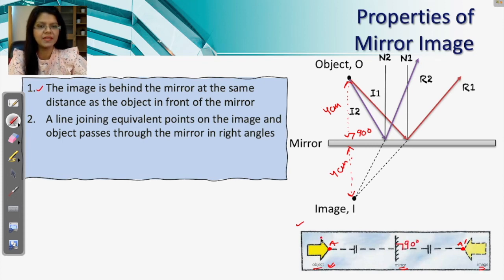Let's call this point B here. And on the image, if we call this point B dash, if you join B and B dash, this line is at 90 degrees with the mirror. Similarly, if you join C and C dash, something like this, this line will be at 90 degrees with the mirror.